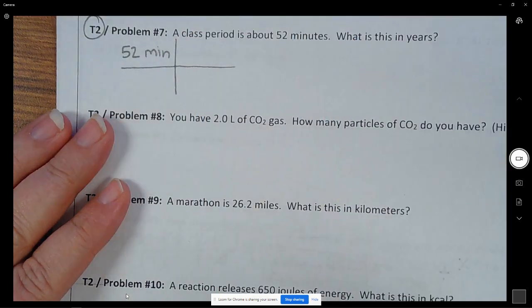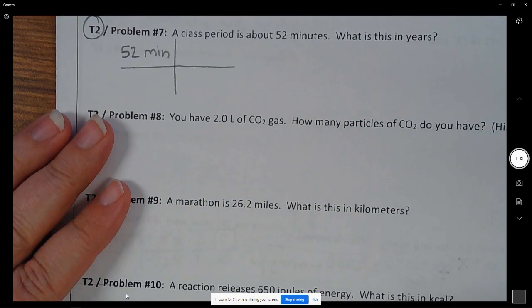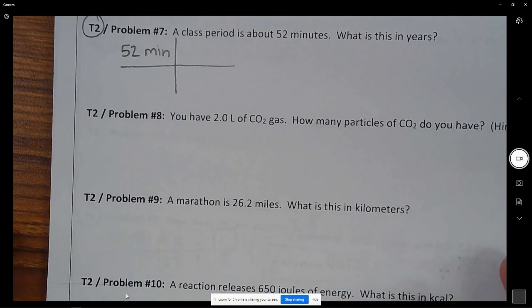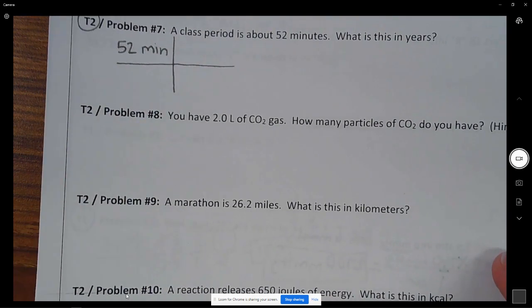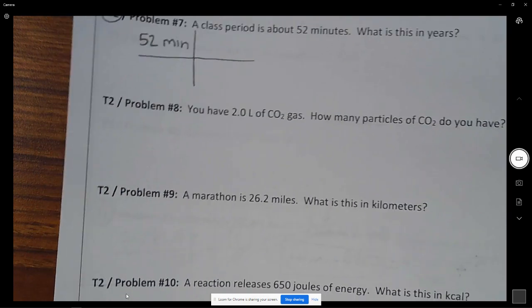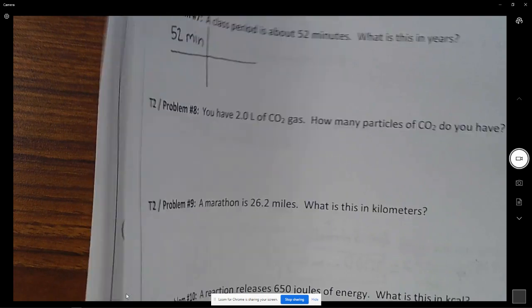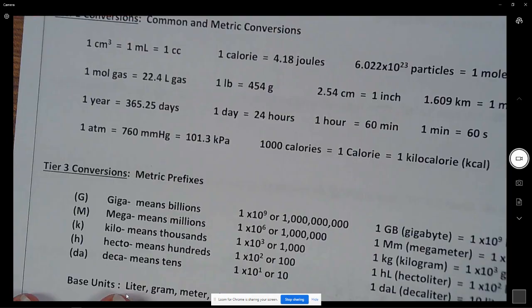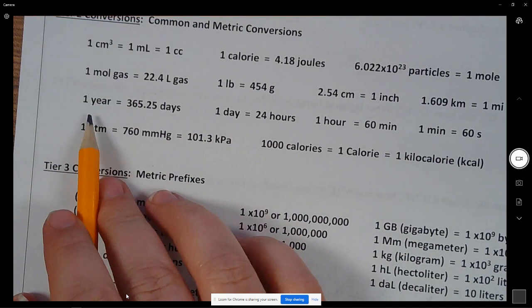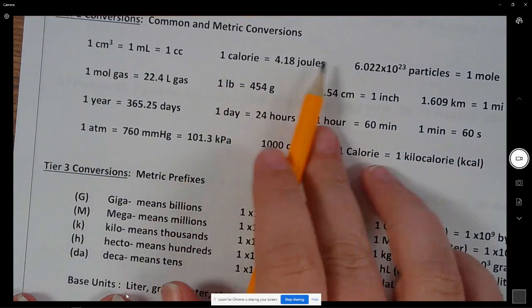Remember, we will always start with at least one train track. So now we go to our conversion factors and see if we have anything that contains minutes and years. So when I go back to my conversion factors, I want minutes and years together.